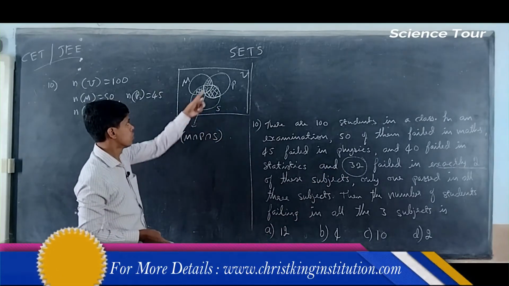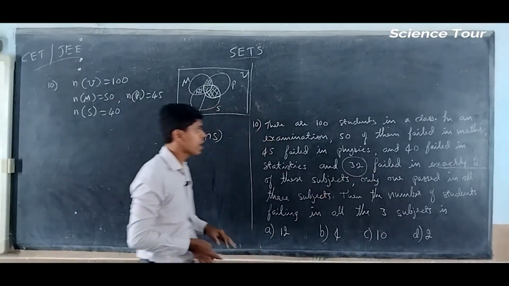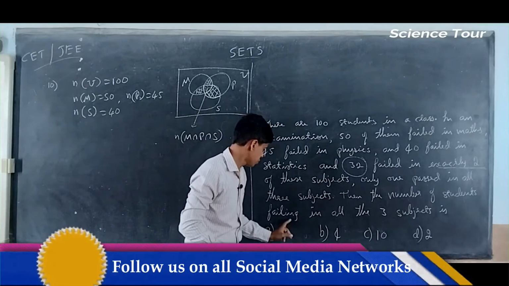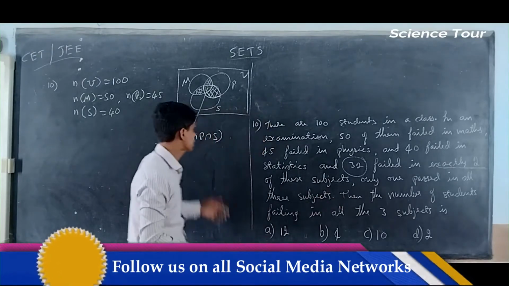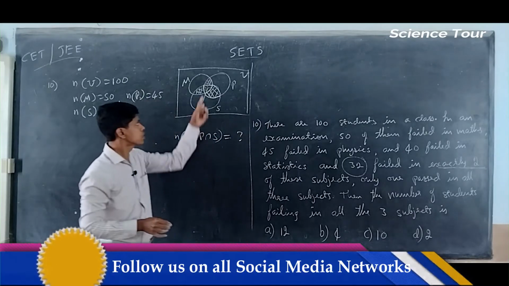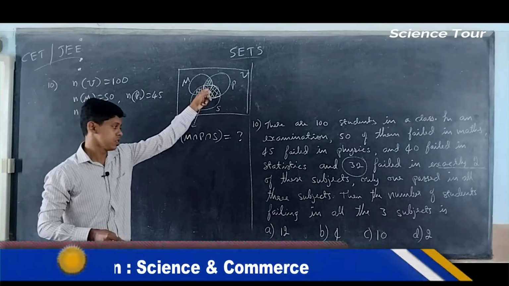All right. So now what we need to find? Only one passed in all 3 subjects. Then the number of students failing in all the 3 subjects. So this is what you need. The number of students who failed in all the three subjects, this is the region you need finally.